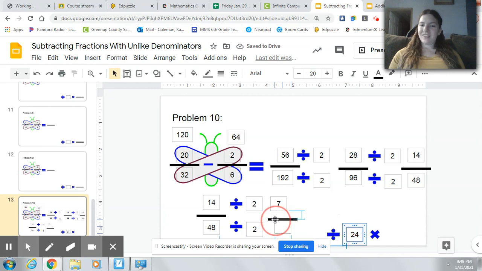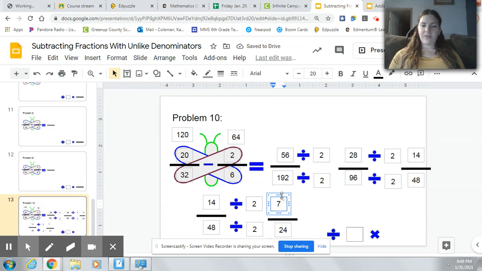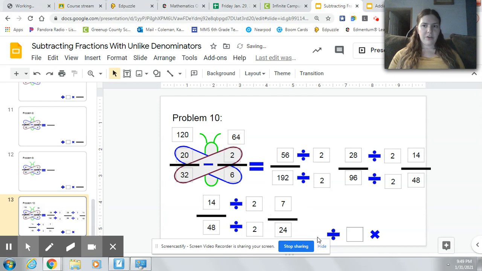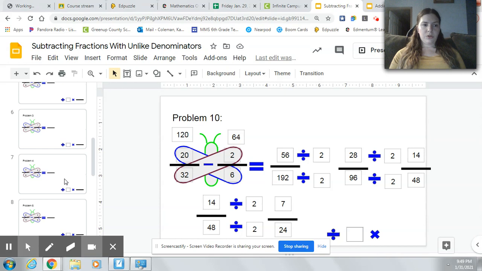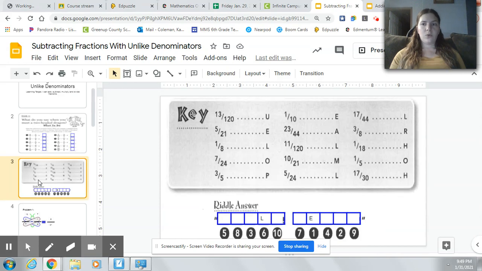Now, 7 is a prime number. There's nothing else we can divide 7 by except for 1 and itself. Can't divide 24 by 7, so there are no common factors other than 1. So 7 over 24 is our answer, our simplified answer. So I'm going to see if 7 over 24 shows up. It does. It's O. So the answer for number 10 is O.